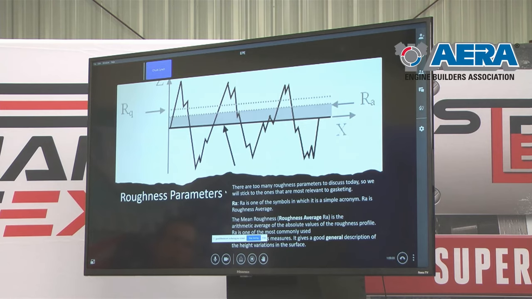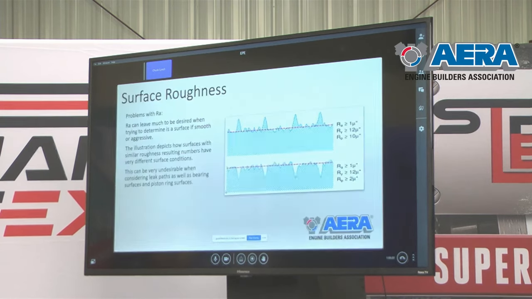So some of the challenges with RA: you see the top image and the bottom image here, they both have the same roughness average. But if you take a look at that top image, for sure on a bearing surface, you wouldn't want that. Likewise, you wouldn't want that on a gasket either. Those particular areas that are sticking up, those little ferrites, can be scrubbed off pretty easily.